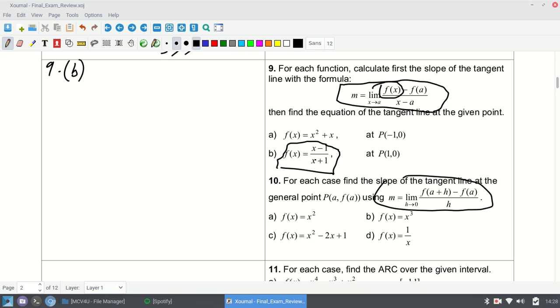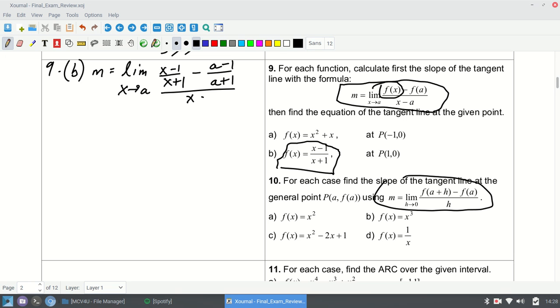Right? So okay, f of x is equal to x minus 1 divided by x plus 1. So m equals the limit as x approaches a of f of x minus f of a. Okay, so f of x is x minus 1 divided by x plus 1. No secret there. f of a is just, again, you switch x with a, so it's a minus 1 divided by a plus 1. Done and done. Okay?